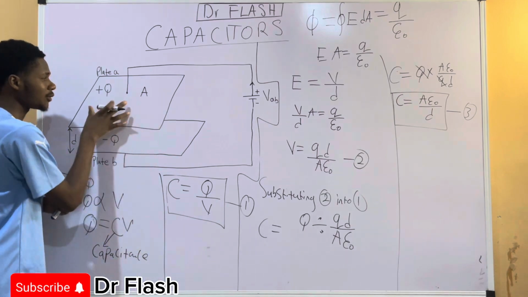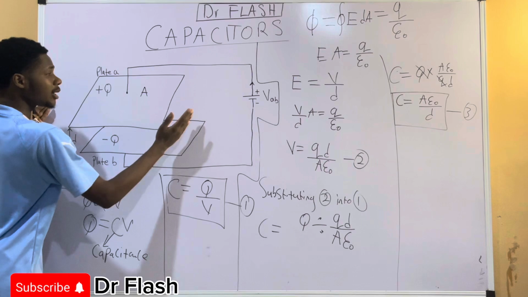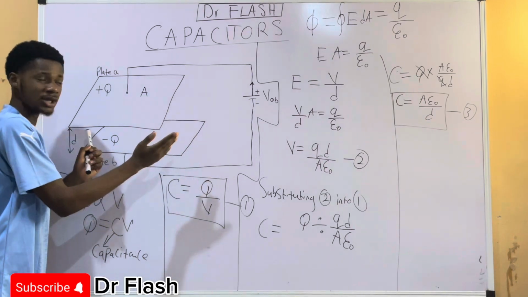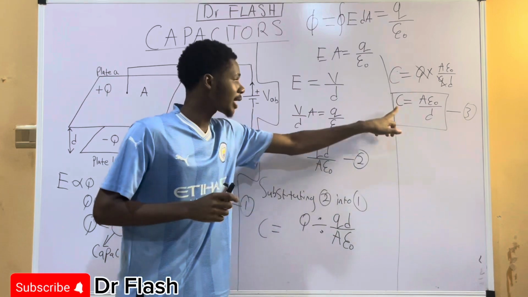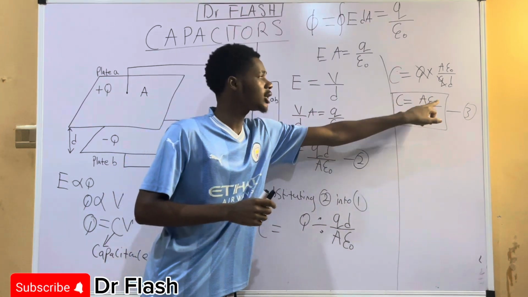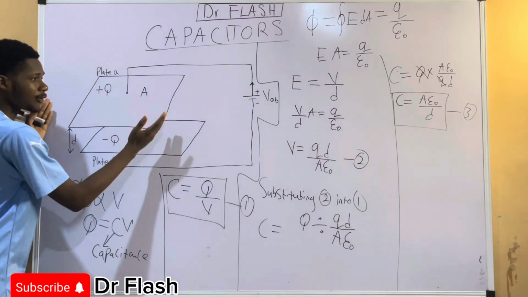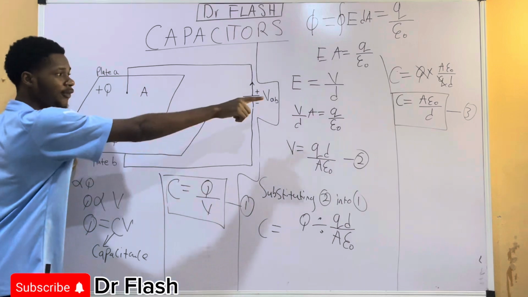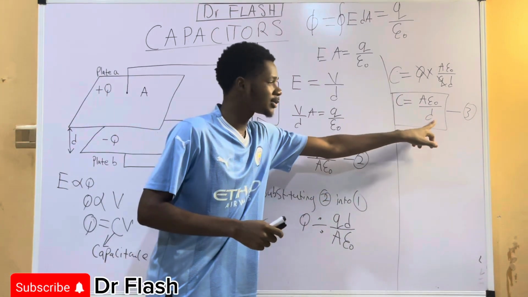Now we're having an area of plates here. We are saying that the larger the area, the more surface area we're having, the more the tendency for the capacitor to store charge, hence an increase in its capacitance. So C equals A epsilon naught divided by D. It simply means that the more the area of the plate we're having, the more value we're going to get for the capacitance.